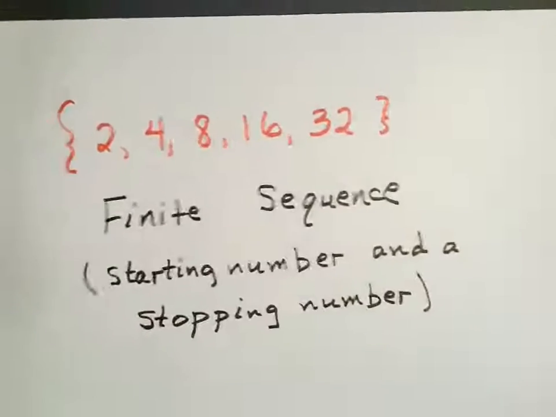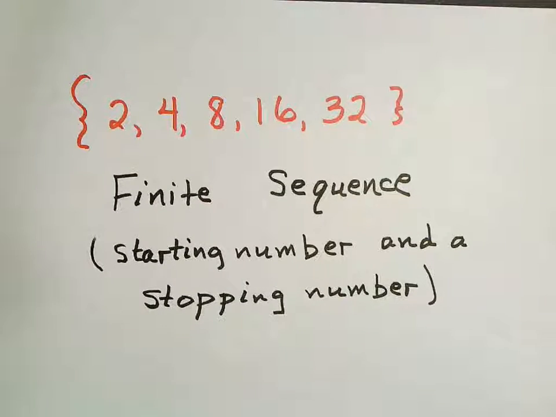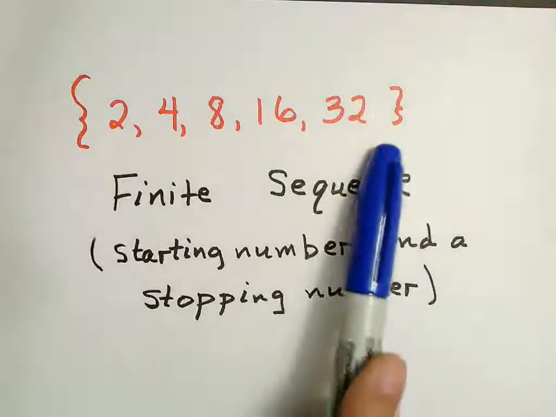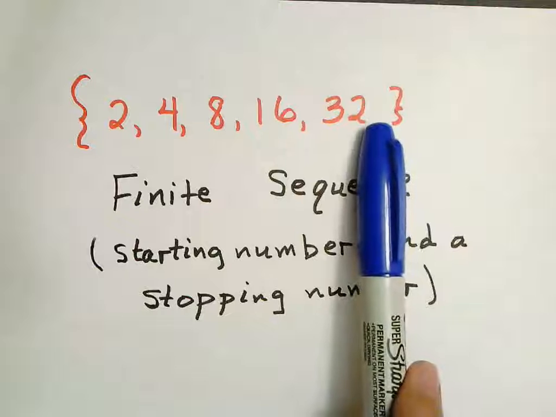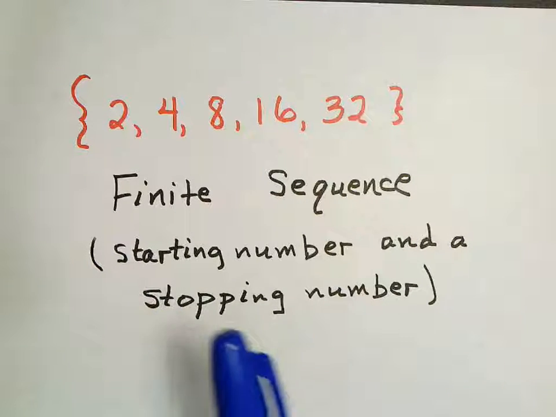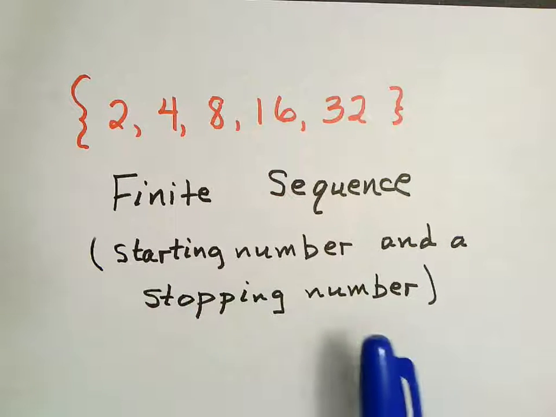This is an example of a finite sequence, where we have a starting number and an ending point. Notice we have no ellipses here. So finite, we have the starting number and a stopping number.